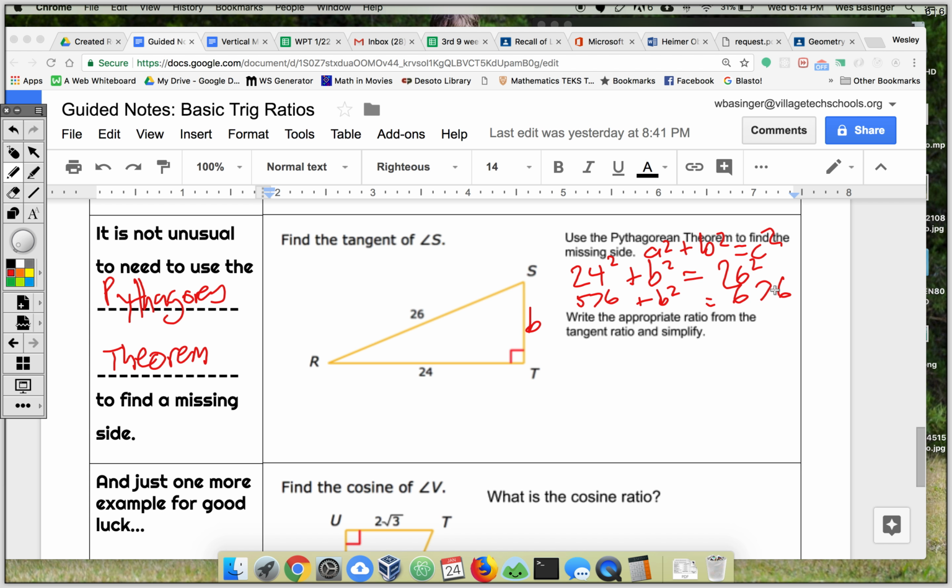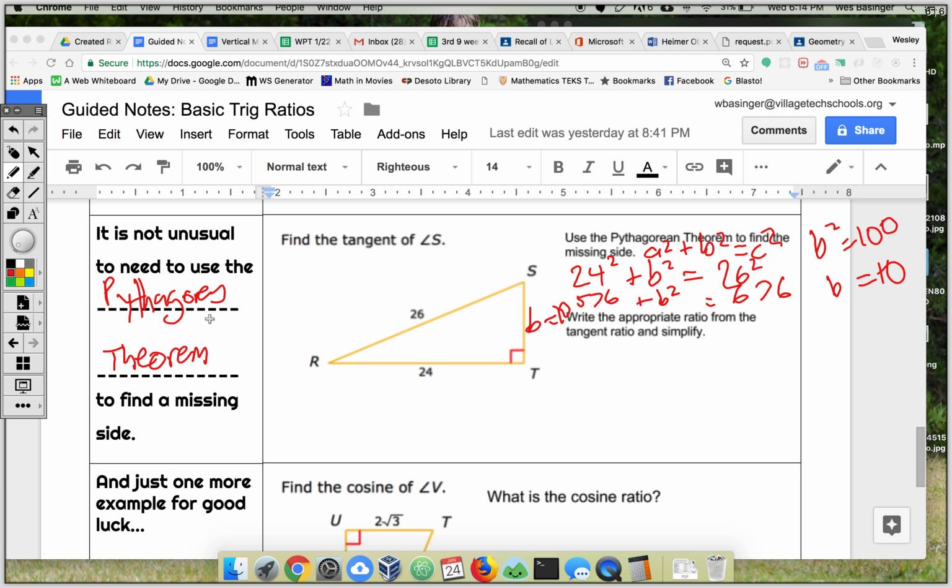So that means if I subtract 676 minus 576, I get 100. So b squared equals 100, and then that just means that b equals 10. So if I solve for the missing ratio right here, I can say, that's kind of ugly, we'll just go ahead and say b equals 10.